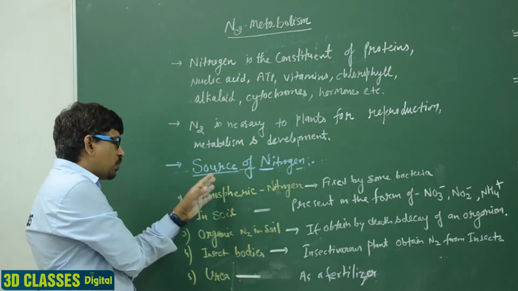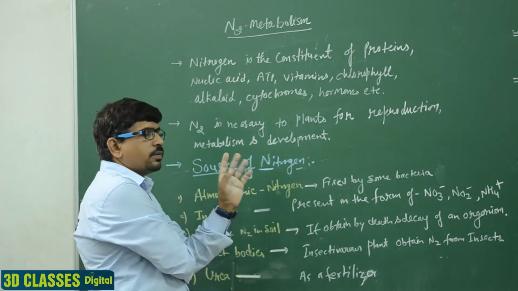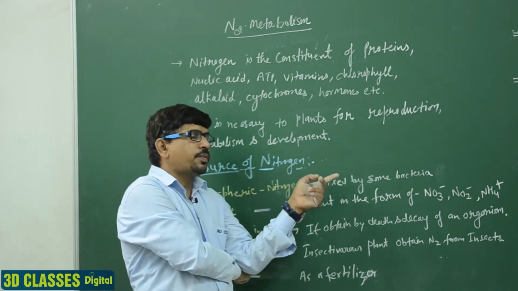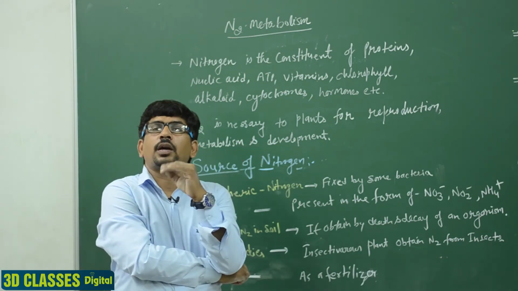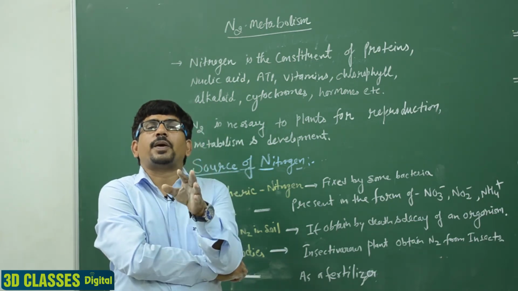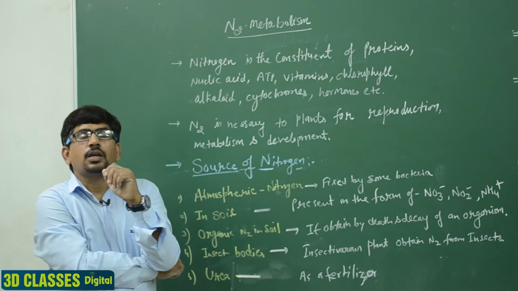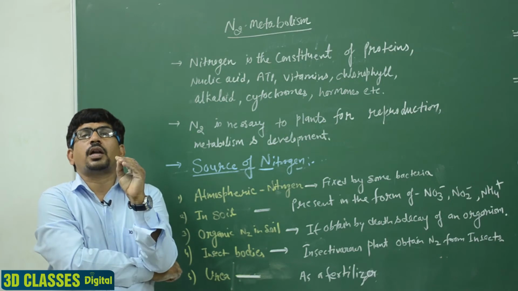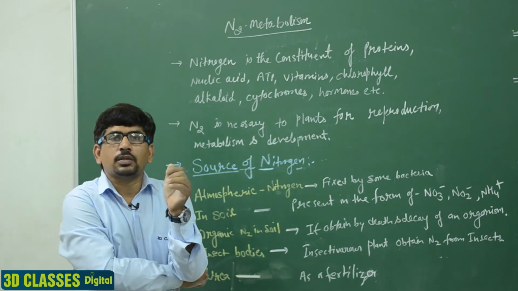These are the 5 sources of the nitrogen for the plants. First one is the atmospheric nitrogen, nitrogen gas directly utilized by the bacteria. It means it is fixed by some bacteria, you know very well: Rhizobium, Azorhizobium, Frankia, Anabaena, Nostoc, cyanobacteria, eubacteria, and some lichens. These fix the nitrogen directly from the atmosphere and provide the nitrogen for the developing plant.